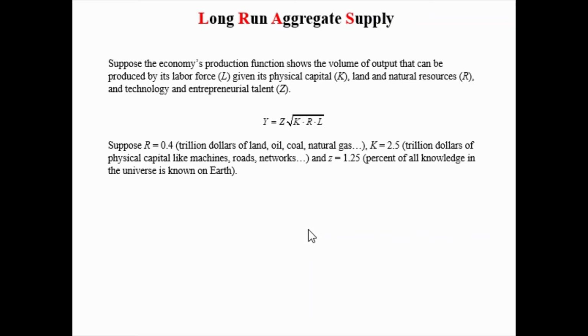Now, suppose in the short run that resources value $0.4 trillion in total for land, oil, coal, and natural gas in a given economy. Suppose the value of physical capital like machines, roads, and networks is $2.5 trillion. And then suppose this particular economy, with regard to all the knowledge that's available in the universe, the people have acquired 1.5% of that knowledge.